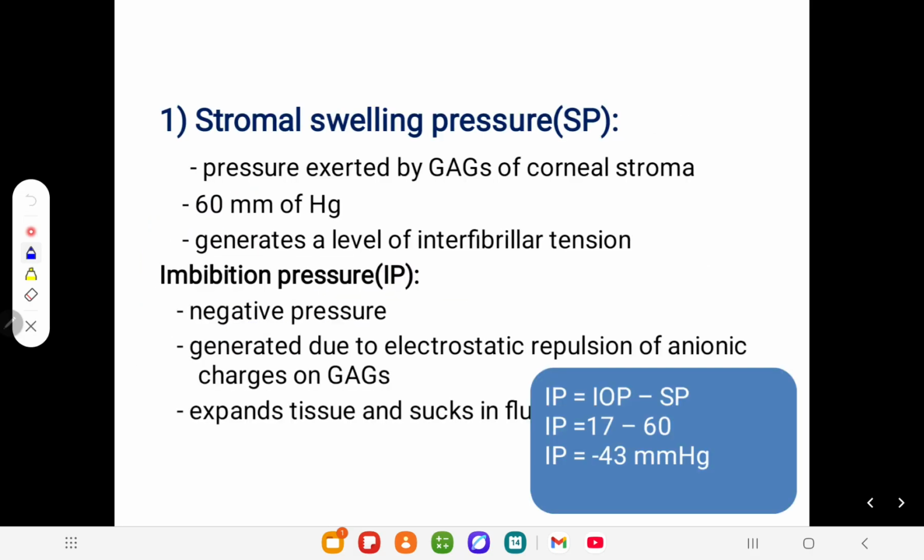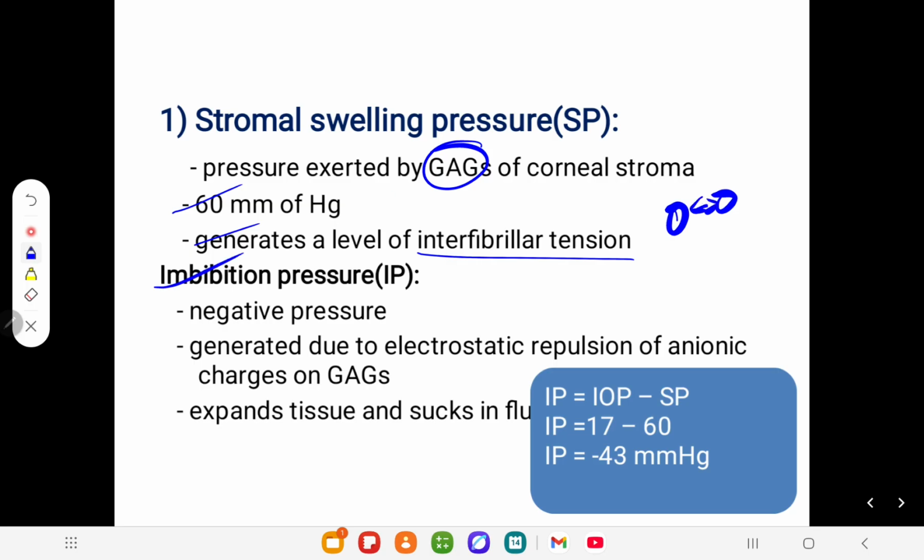Let's discuss it. So stromal swelling pressure, what do you mean by that? The pressure exerted by glycans for the corneal stroma, which is approximately 60 mm of Hg. What do you mean by pressure exerted by GAGs? It means GAGs are negatively charged, and two negatively charged GAGs repel each other, and that's what creates a negative pressure. That's the pressure, and it generates the level of interfibrillar tension, and that's why GAGs remain in the interfibrillar space, working against each other.